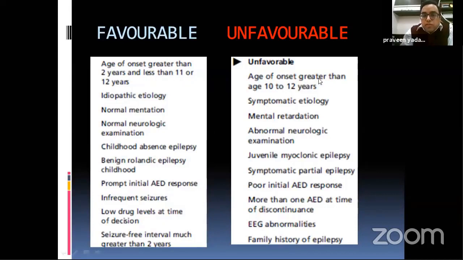If the age of onset is greater than 10 to 12 years, if there is a symptomatic etiology, mental retardation, abnormal neurological examination, if it's a JME syndrome, a symptomatic partial epilepsy, if there was poor response to initial antiepileptic agent, if you needed more than one medication to control the seizures, if there were EEG abnormalities, and if there is a family history of epilepsy, then you have to be very careful whenever you're trying to stop the medications. While if it's a childhood absence epilepsy, benign Rolandic epilepsy, infrequent seizures, a single drug with which you were able to control the epilepsy, normal mentation, idiopathic etiology, normal neurological examination, you can be quite sure regarding tapering and reducing the dosage of the medication.